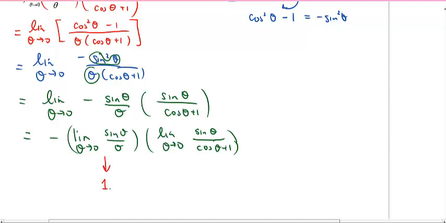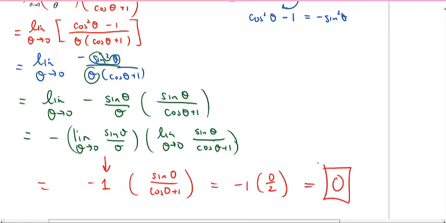Yes, this equals 1. Negative 1, good. And then now if I plug this in, sine of 0 over cosine 0 plus 1. Sine of 0 is just 0, so it doesn't really matter what cosine 0 is. I do know it's 1. But nonetheless, the answer is 0. And there you have it.